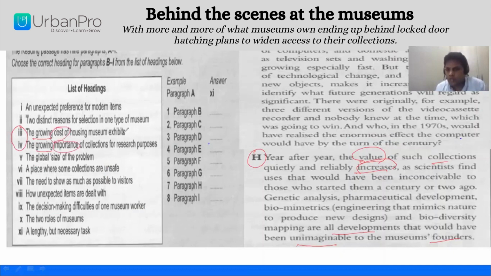Okay, so we can match with growing and growing, but what about the importance and cost? So do we have a cost here? Okay, maybe value looks like cost. Okay, we'll take one more word here: research purposes, museum exhibits. So we don't have any keyword or a synonym for museum exhibits, so we can eliminate or rule out the third heading. So now the best suitable heading, the best summary of the paragraph, is the fourth one, because growing, increases, value, importance, collections, research purposes, genetic analysis. Perfect. A very simple technique, the best technique.